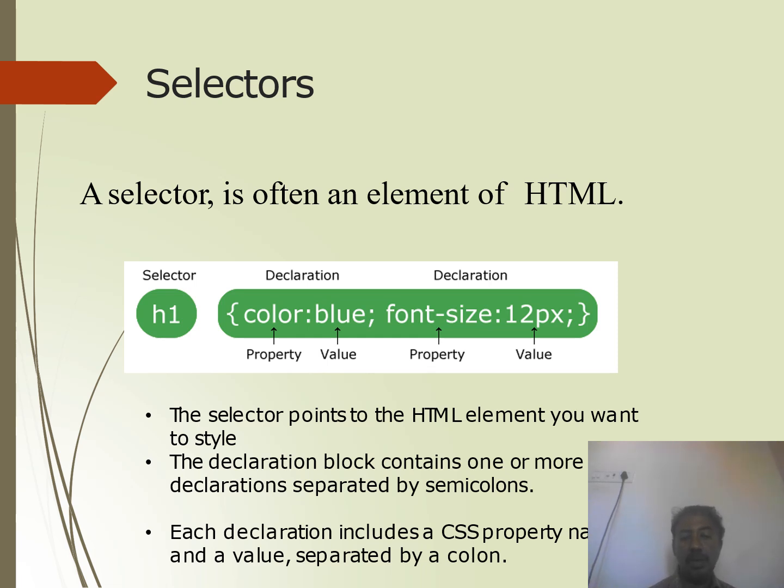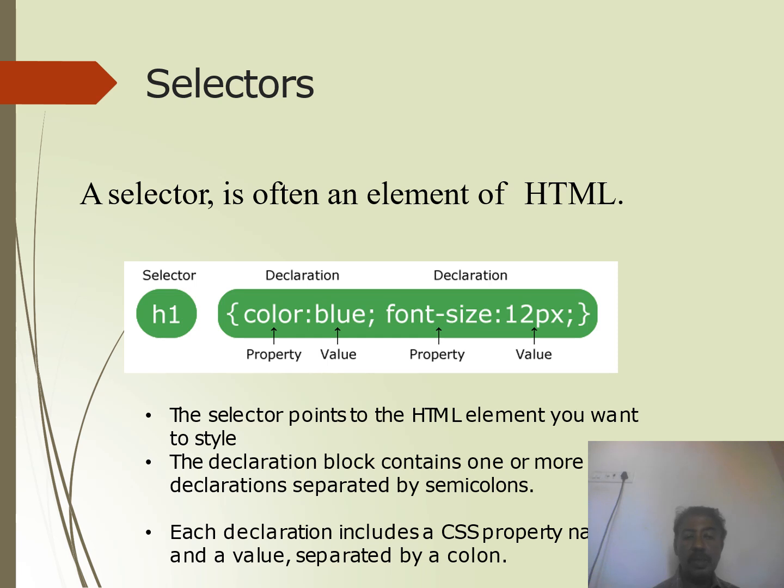A selector is often an HTML element. Therefore, the selector is any one of the HTML tags, for example h1. Then the declaration starts with a curly brace, then color colon blue, then semicolon, then font-size colon x, then semicolon, and finish. In this we have used two declaration statements: color and its value, then the font size.